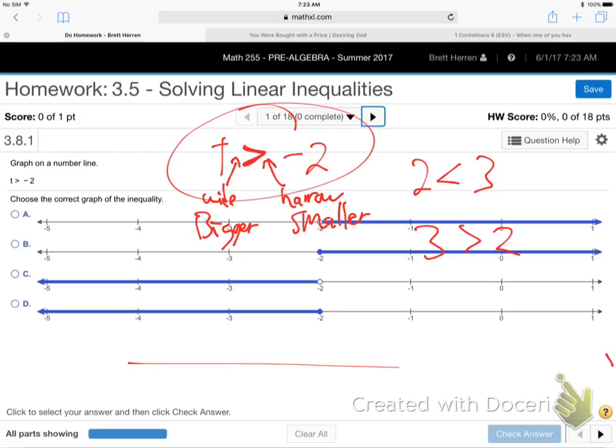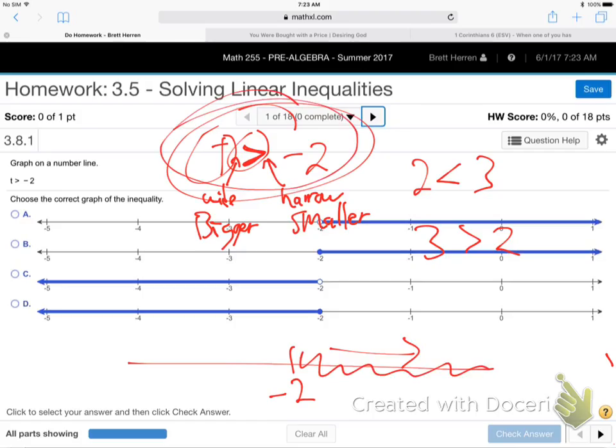Now, on a number line, if I put -2 here, which side of the number line has the bigger numbers? Always to the right. To the left are the negative numbers, and those are smaller. So basically they're saying everything to the right of -2. T is the stuff to the right, the greater stuff than -2.